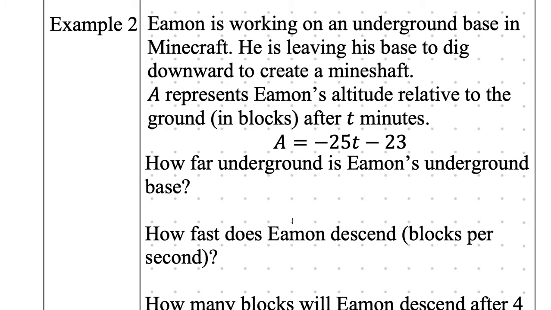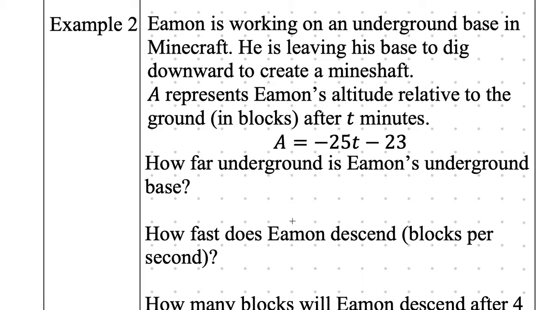Eamon is working on an underground base in Minecraft. He is leaving his base to dig downward to create a mine shaft. A represents Eamon's altitude relative to the ground in blocks after T minutes. No, it's in meters, because each block is canonically known as one cubic meter. I thought about doing it in meters, but that might confuse people who didn't know the fact that 1 block was 1 meter. So I assume that we're just going to do it in blocks, but you are totally correct, Eamon.